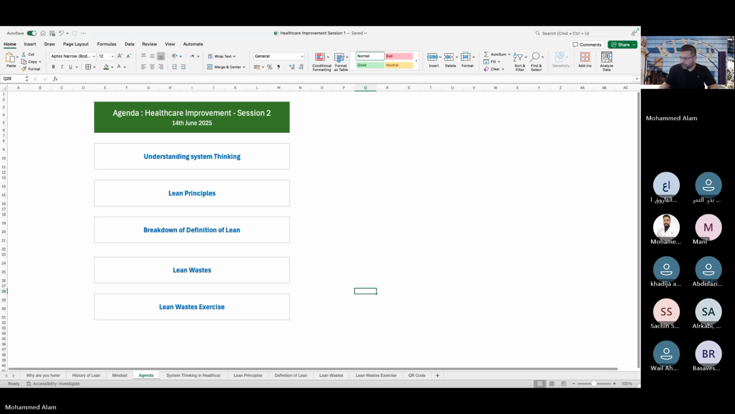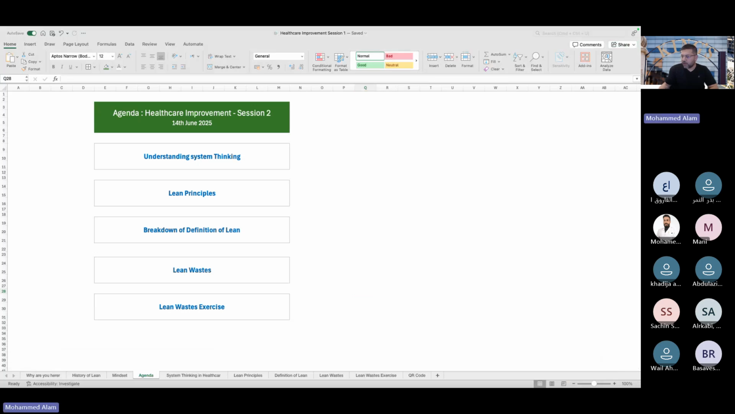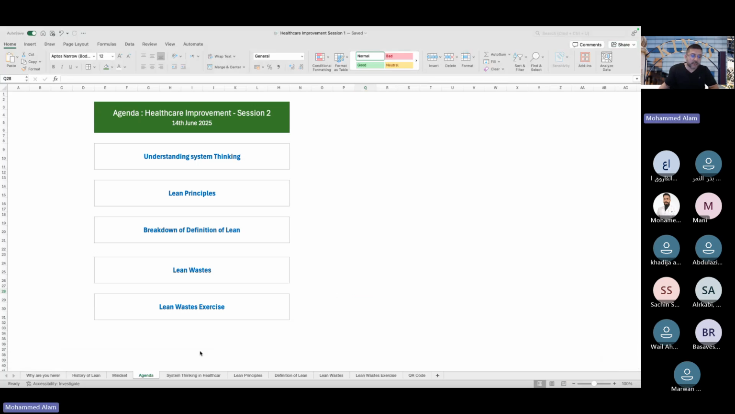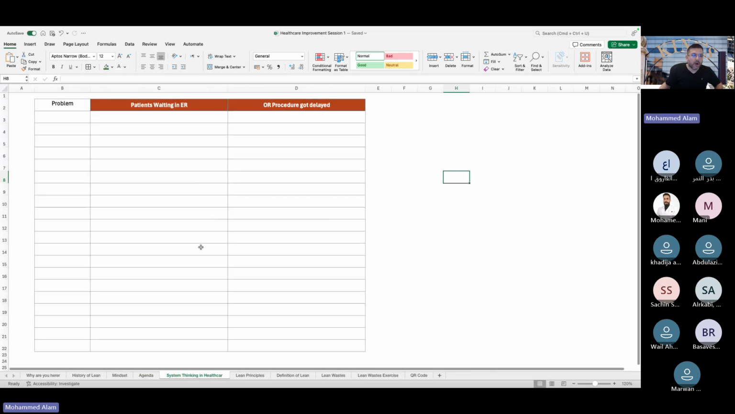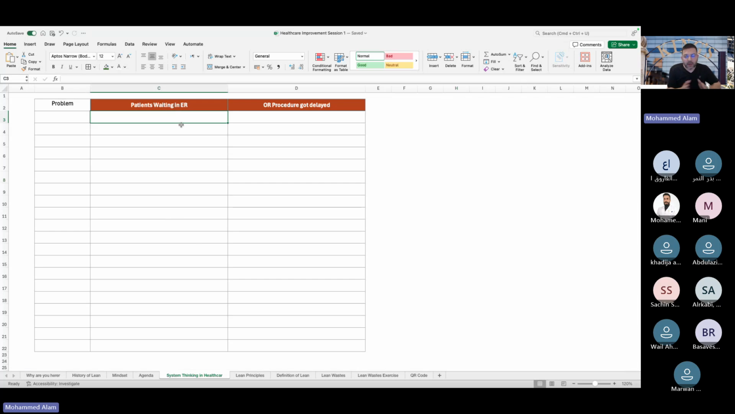And to begin with, let's start with system thinking. So when we say system thinking, what does it mean in healthcare? I just want to start with an example of a patient waiting in the ER. So how does system thinking apply to it? Let's say the patient is waiting in the ER to be seen by the doctor, right? This is why the patient goes to the ER.